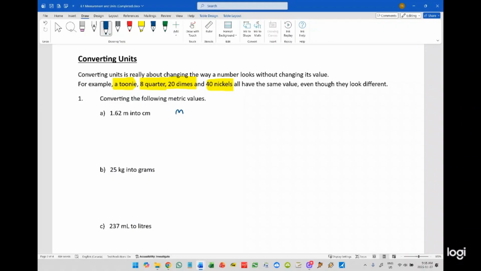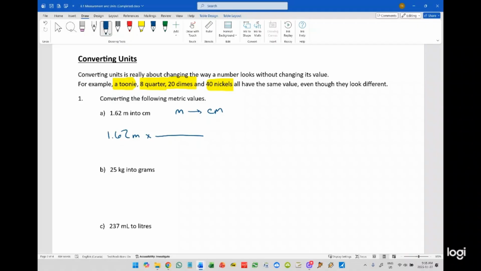So for instance, I do actually know the relationship between meters and centimeters because there are 100 centimeters in a meter. This method becomes much more valuable when I don't know the direct relationship between two things and I have to use different central units to get from one to the other. But for now, let's just work on the method. Okay, so I'm going to start by writing down 1.62 meters. And I have one more unit to go, so I'm going to draw one fraction line.